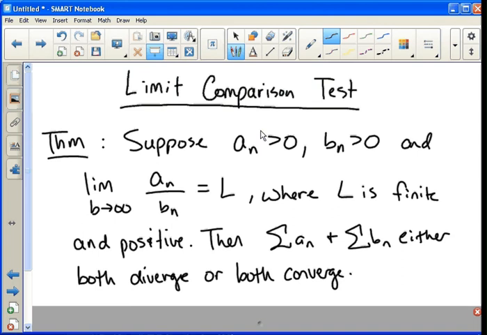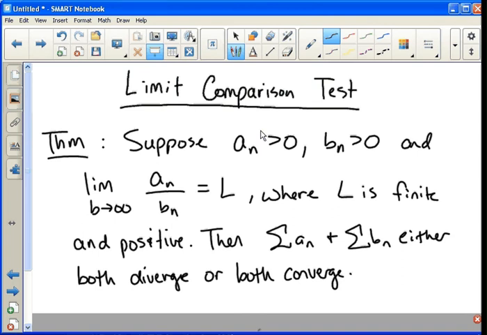Suppose a_n and b_n are greater than 0, so the two sequences are positive, and the limit as n approaches infinity of a_n over b_n equals L, where L is finite and positive. Then the two series either both diverge or both converge.